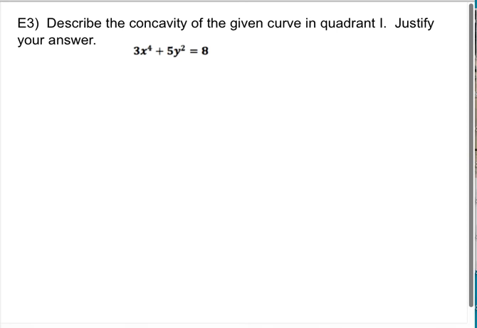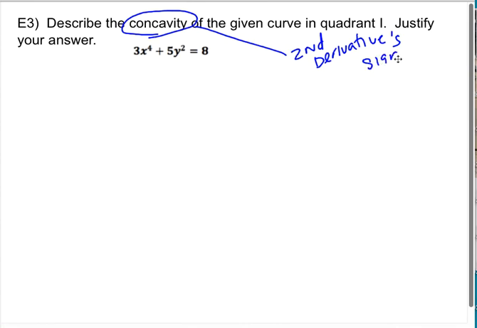Describe the concavity of the given curve in quadrant 1. Justify your answer. Okay, so when you read this, you need to think, concavity is talking about the second derivative and its sign. So in this case, I'm going to have to bust out my derivatives to get to d squared y dx squared, and for some reason, I'm being told that it matters what quadrant we're in. So let's go ahead and figure that out. It's up to you. It does make your life a little easier if you move stuff to the other side so that y is mostly by itself, but it's up to you.